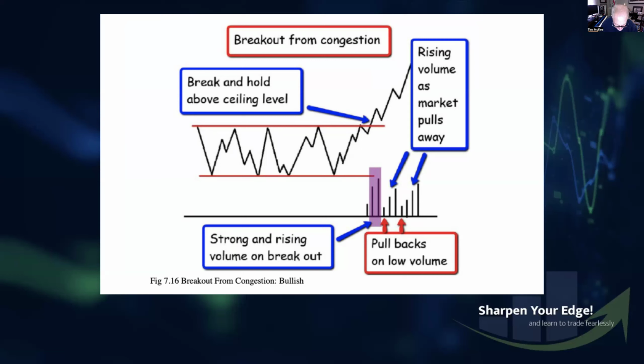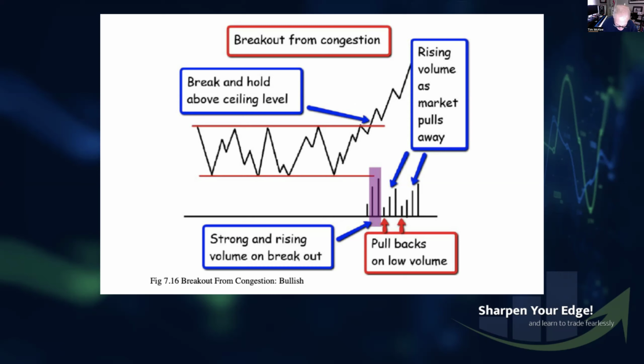First, for any break and hold out of congestion to be valid, we need to see clear water above the ceiling of the price action. Now, remember what I said earlier. These lines are not rods of steel. They're pliable rubber bands, and we have to treat them as such. So if the market ticks a few points above or below, this is not in itself a signal of a breakout. We need to see a clearly defined close above the ceiling.